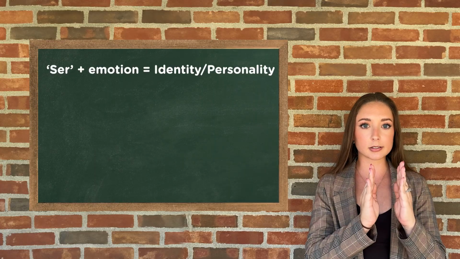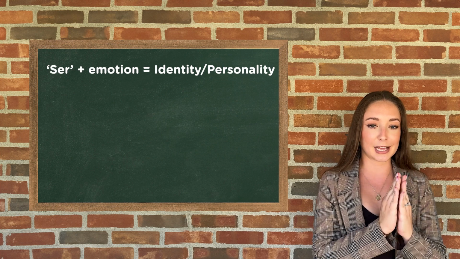But taking this movie, for example, ella es triste, you're saying ella es una persona triste. She is a sad person. That person is sad. That's their being. That is their core. Now, if you see your friend over there crying, having a bad day, you would say ella está triste, because that sadness, that crying, isn't a part of her core personality. It's just a condition of how she is feeling in this moment today. So ser plus emotion equals their identity or personality.